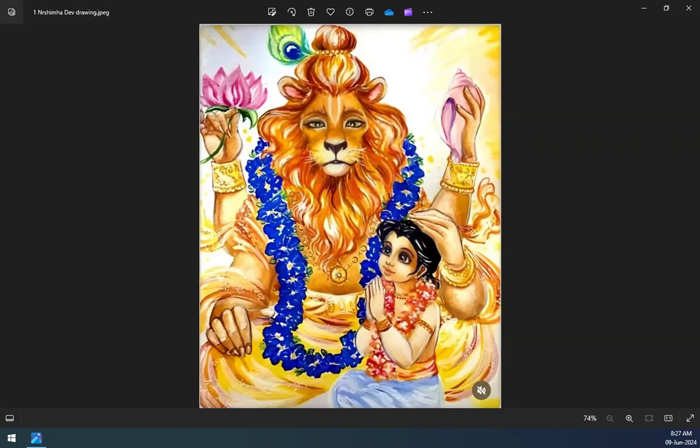So let's read the verse number 4 purport at a faster pace. Shalini, faster pace, read from paragraph number 2, which starts with another significant point.